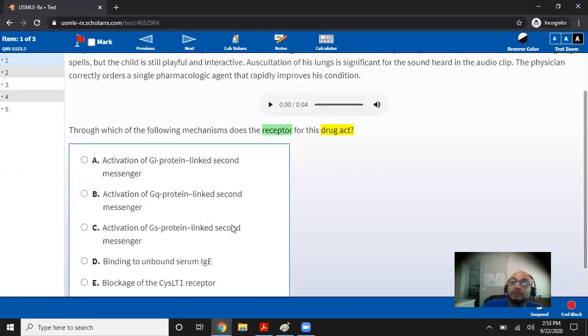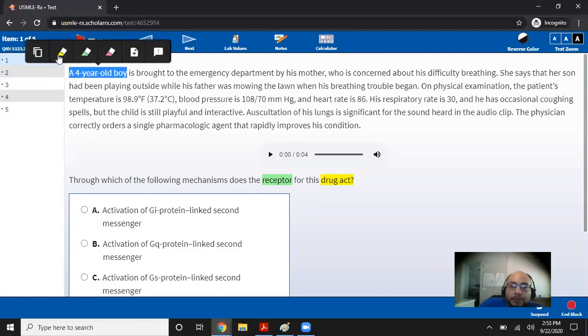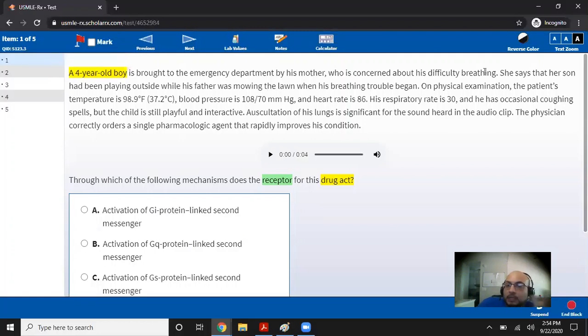Okay, so let's look for a drug. Basically, that's all I'm looking for, really. So I have a 4-year-old boy. So this is the third step. You read the first 2 lines focusing on age, sex, and primary complaint. Okay, age, sex, and primary complaint. So I have a 4-year-old boy, so young, comes in, difficulty breathing. So there it is, a 4-year-old boy with difficulty breathing.